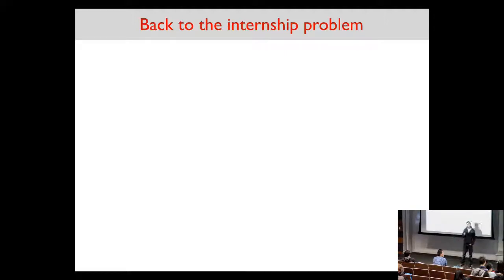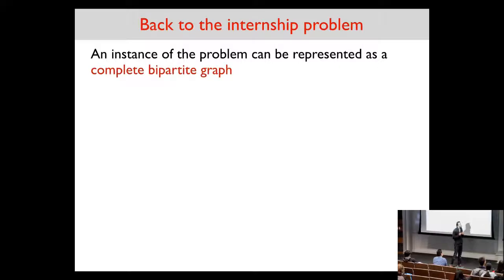Now let's go back to the internship problem again and try to formalize the problem in terms of graphs and matchings. While we're doing this, I'm also going to simplify the problem a little bit and make some simplifying assumptions, and that's all right. There are various versions of the problem you can study.